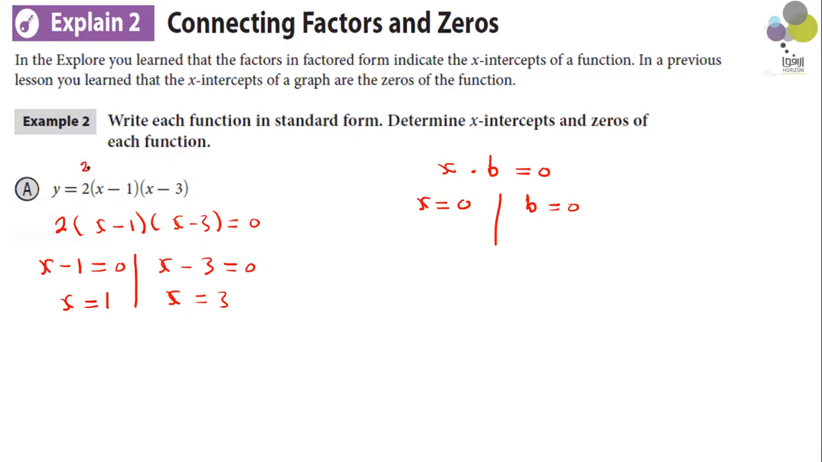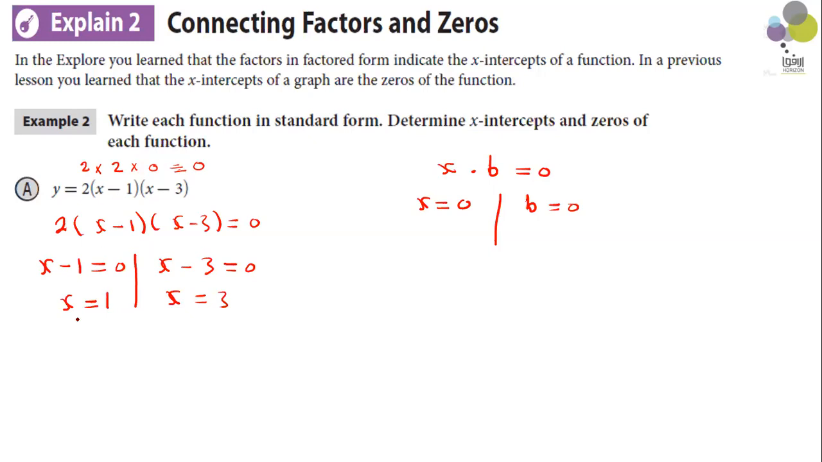So 2 can't be changed. X equals 3. 3 minus 1, 2. Okay? 3 minus 3, 0. 2 multiply 2, 4. 4 multiply 0, 0. So we have here two values of x that make the function equal to 0.